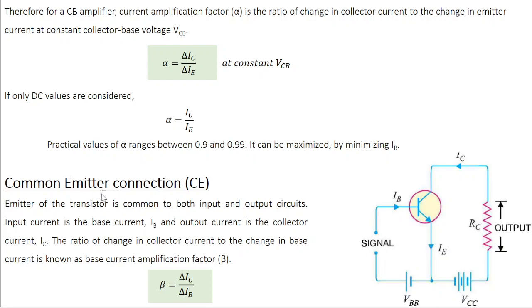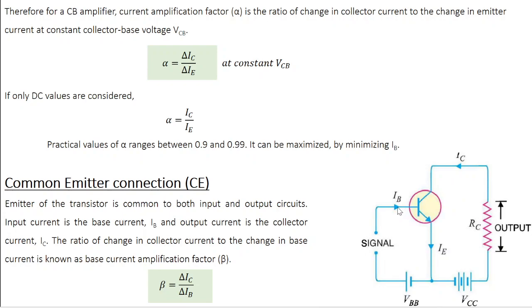The next one is the common emitter connection. As the name suggests, the emitter of the transistor is common to both input and output circuit. So here VBB is the source voltage at the base side. So this is going to make the base emitter diode forward bias, and VCC is the source voltage or bias voltage at the collector side. This is going to reverse bias the collector diode.